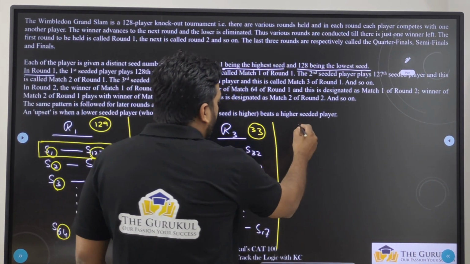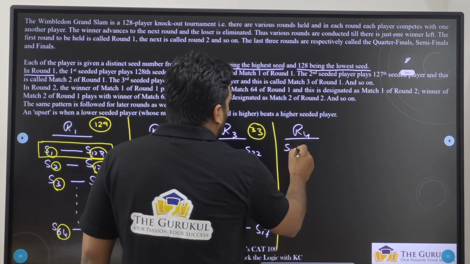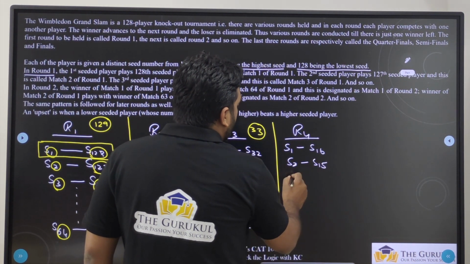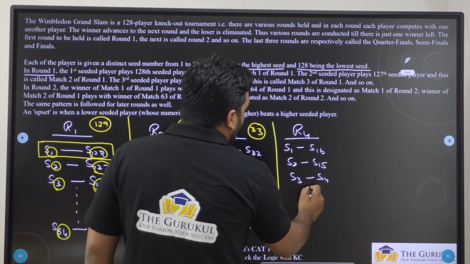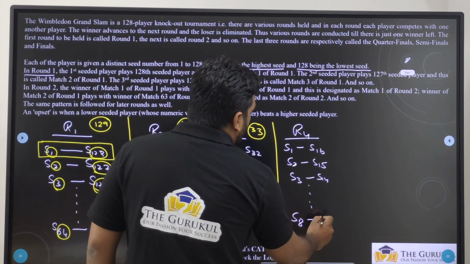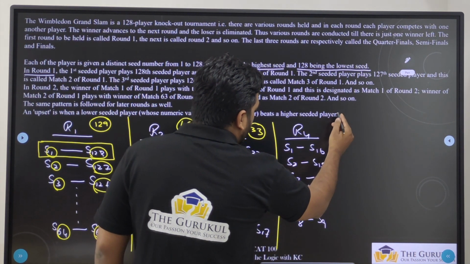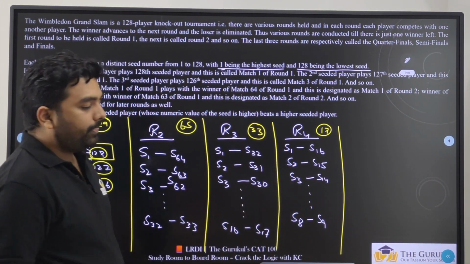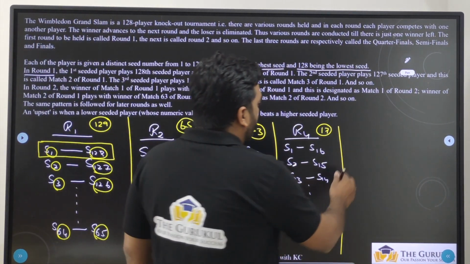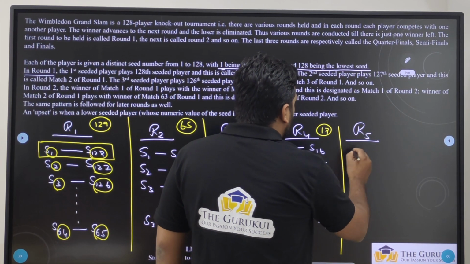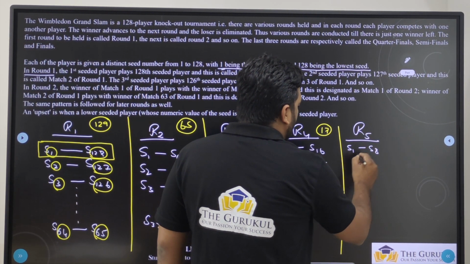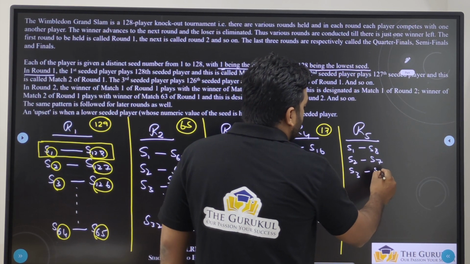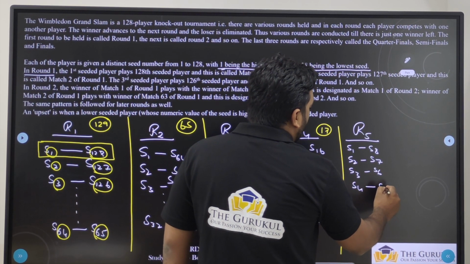Next, round 4, who will play? Seed 1 will play with seed 16, seed 2 with seed 15, seed 3 with seed 14, and so on. Seed 8 will play with seed 9. Here the sum will be equal to 17. Perfect. Now round 5: seed 1 will play with seed 8, seed 2 with seed 7, seed 3 with seed 6, seed 4 with seed 5.